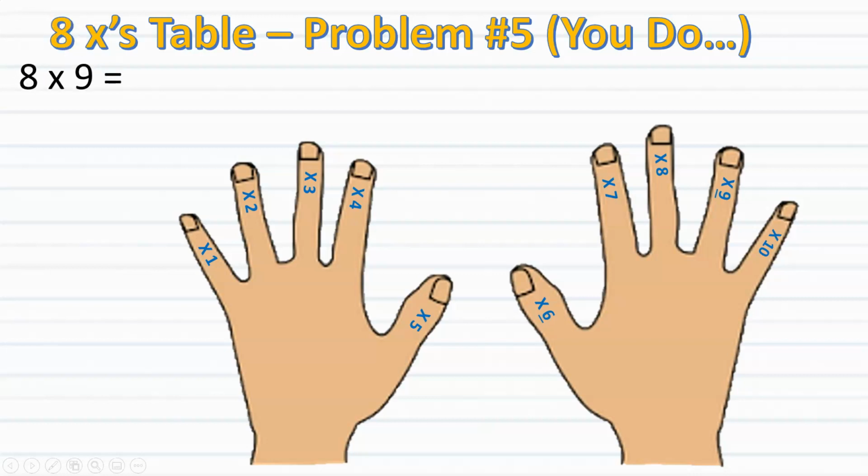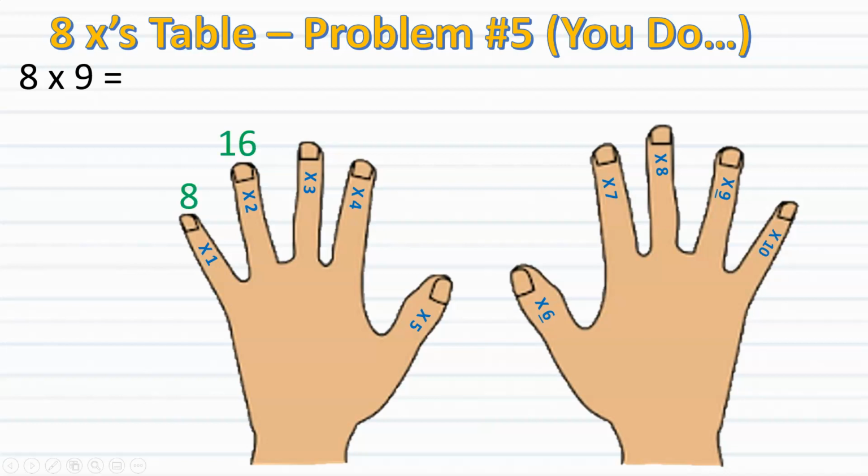This time, you're going to solve for 8 times 9. Remember to pause the video and to resume when finished. We'll check it together at the end. Okay, let's see what you got. And hopefully you remember to stop at your 9th finger. Let's begin singing.